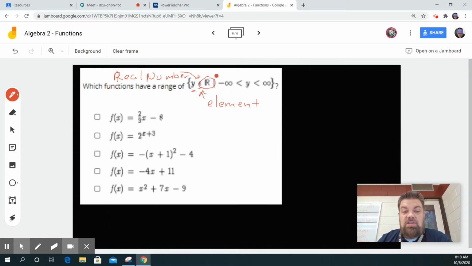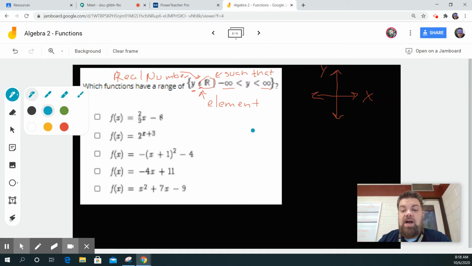Such that, and this little line here means such that, y is from negative infinity to positive infinity. So if I have a graph, when they say it like that, where this is the x axis and this is the y axis, they're saying that my graph, the y value will go from negative infinity to positive infinity, right? So this is the negative infinity in the y direction, and going up is positive infinity.